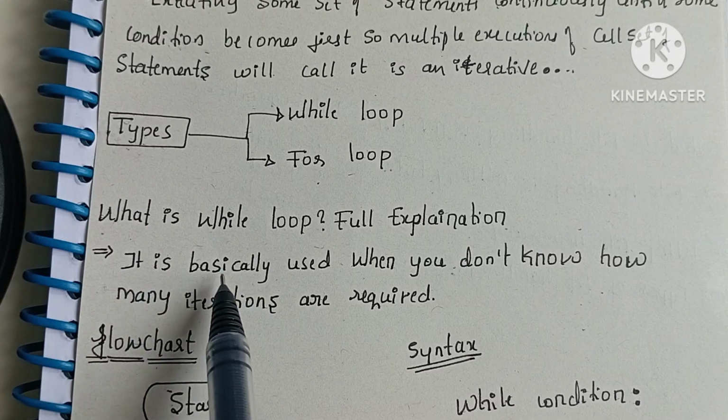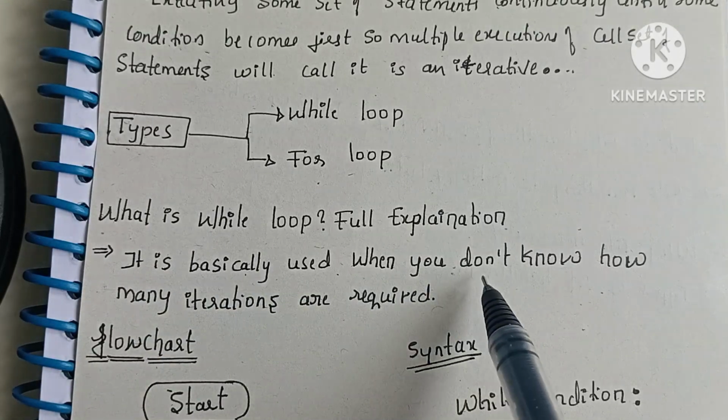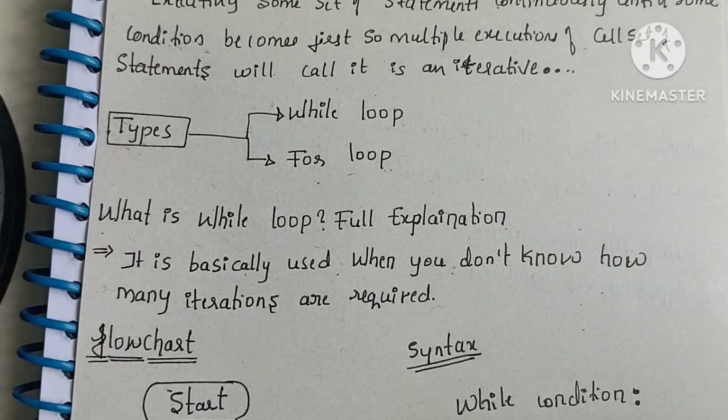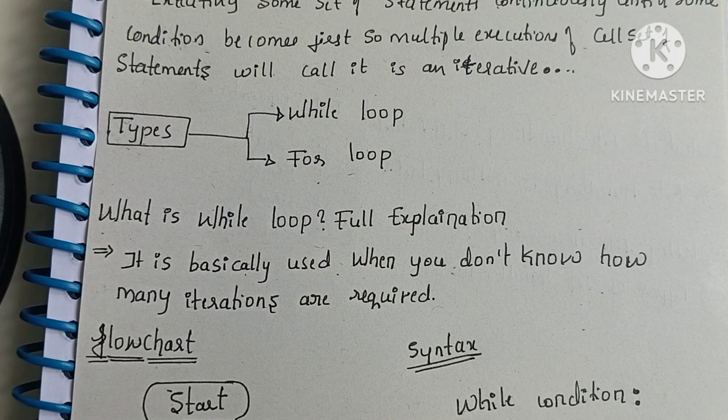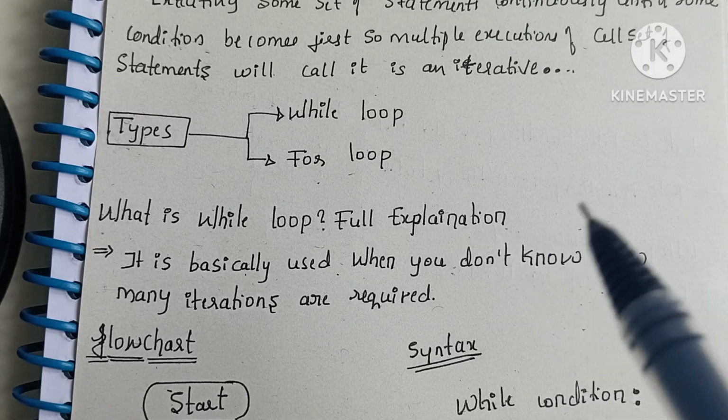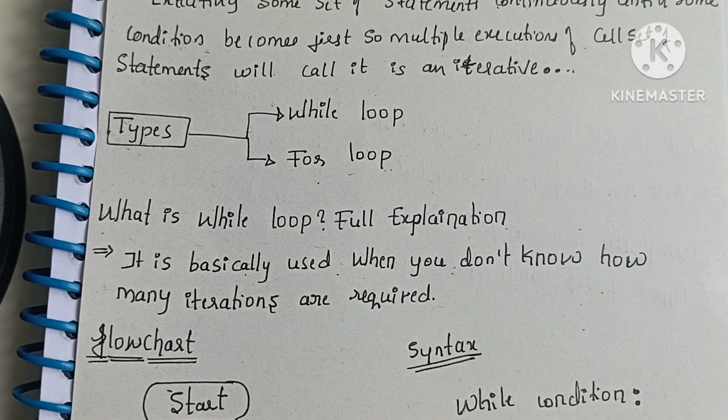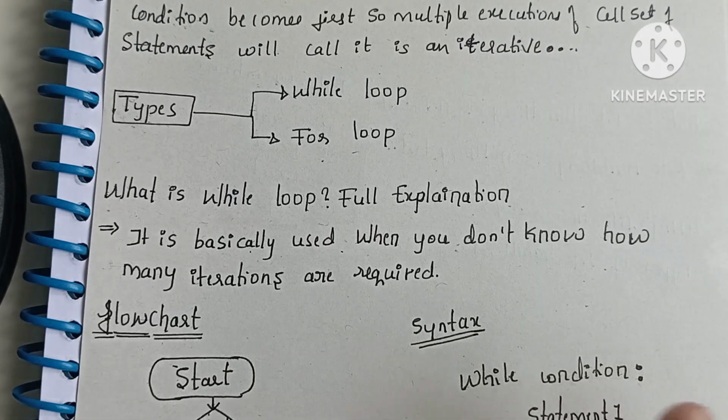The while loop is basically used when you don't know how many iterations are required. So that is the while loop. If you know how many iterations are required, that is not a while loop. When you don't know how many iterations are required, that is the main concept of the while loop. That time it is used for a while loop.